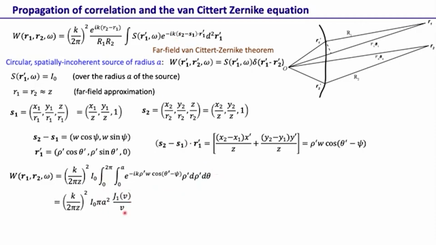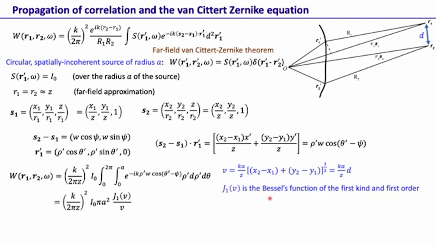I'm not going through the details of it, but just showing all the math. It can then take this particular form, where this V is this quantity, which is nothing but Ka by Z times D, where D is the separation between the two observation points R1 R2. J1 is the Bessel function of the first kind and first order.